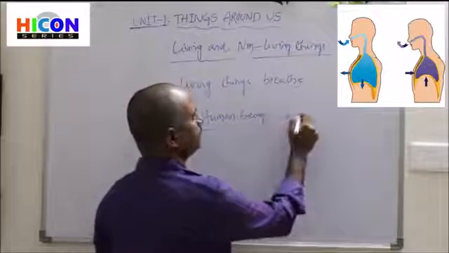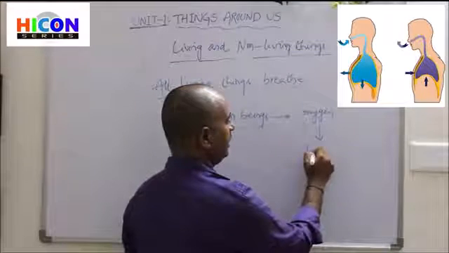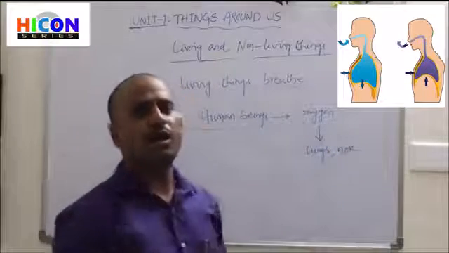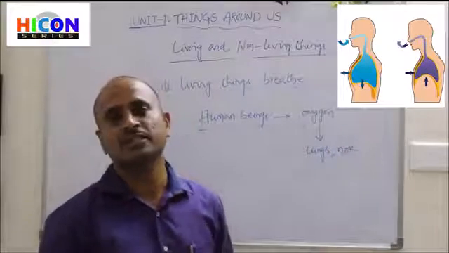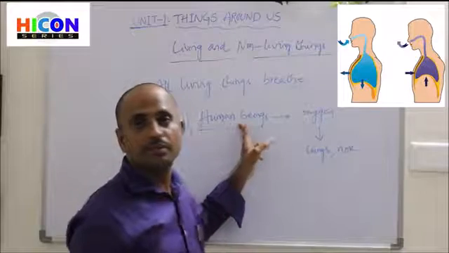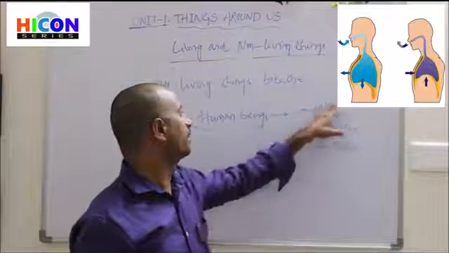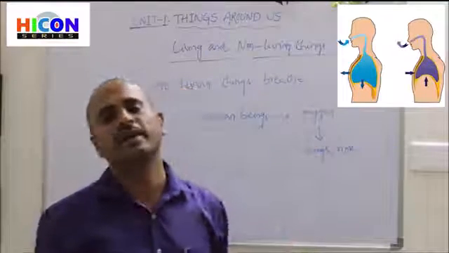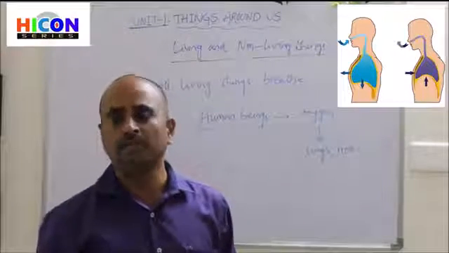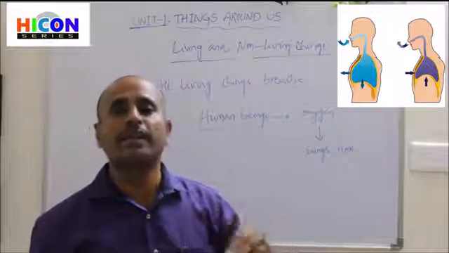So all human beings breathe oxygen with the help of lungs and nose. All human beings need oxygen to exist. If there is no oxygen, or if the human beings do not breathe oxygen, they cannot exist. They will be dead. And not only human beings, animals, birds and plants, all living things will breathe for their existence.